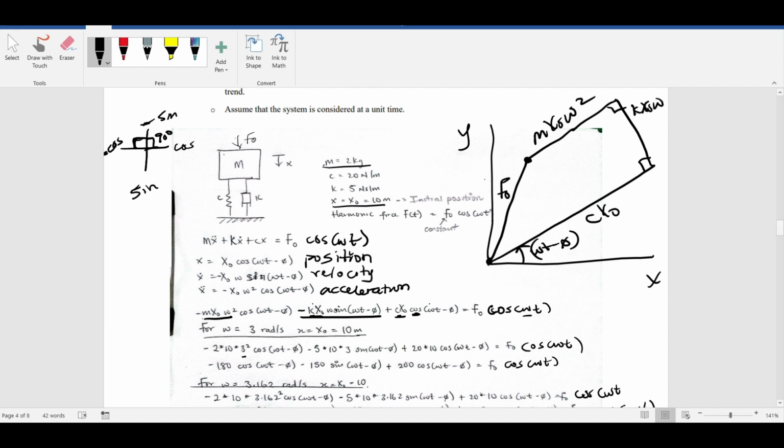And f naught is coming out at an angle of wt, so f naught cos wt. From here to here will be wt. If from here to here is wt and from here to here is wt minus phi, from here to here will be wt minus (wt minus phi), which is wt minus wt plus phi. It's going to equal just phi. So from here to here is just phi. Now this is just how your phasor plane should look like.